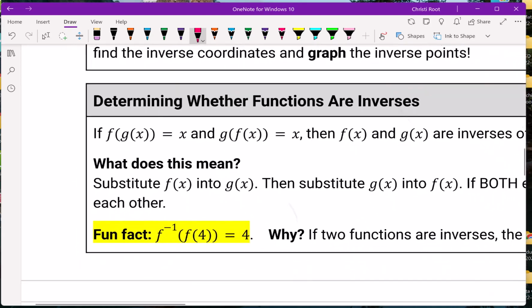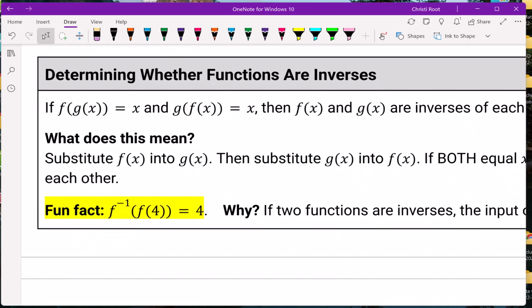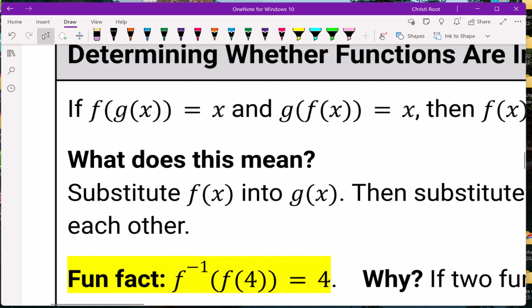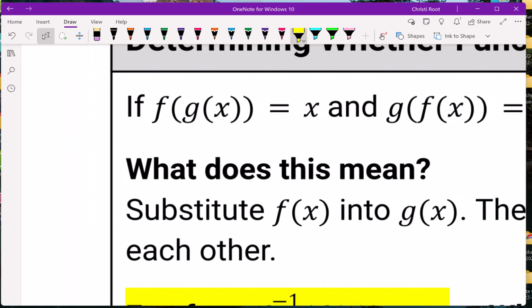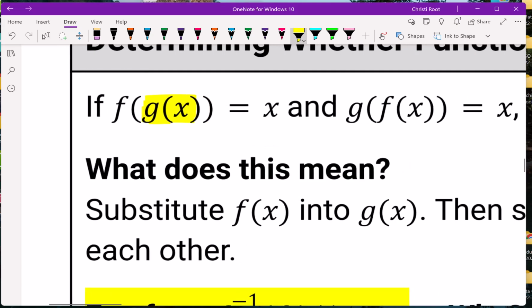All right. So for this next part, I'm going to teach you a trick. The trick is to figure out if two functions are inverses of each other. In the previous lesson, we talked about composition. So take a second and look at this. This one is asking you to plug G into F. And this one is asking you to plug F into G. So you have to do it both ways to prove that it's an inverse, okay?